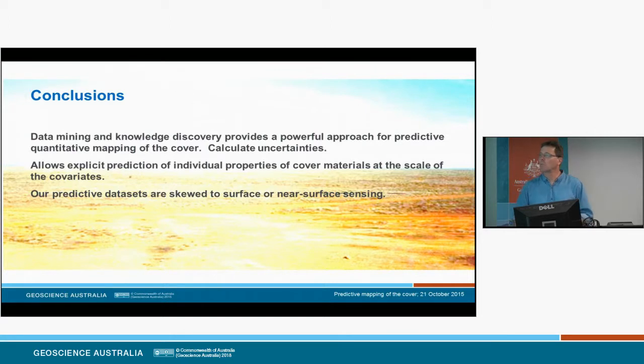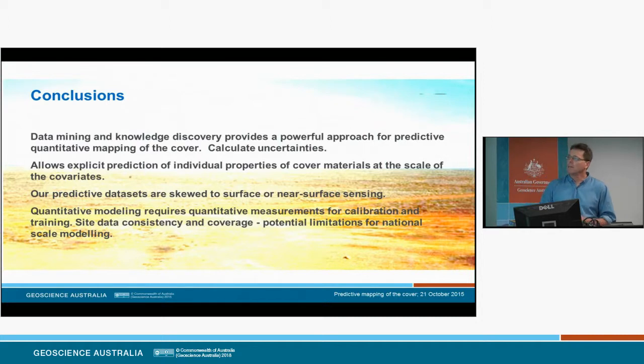One of the issues that we might find is that a lot of our covariate data sets, if you think about satellite images and so on, are really mapping surface features. As we go deeper, we have much less richness of covariates, and so we've got a skewed surface or near surface covariate suite, and there might be issues as we go deeper, and that's something that we'll discover as we continue developing these methodologies.